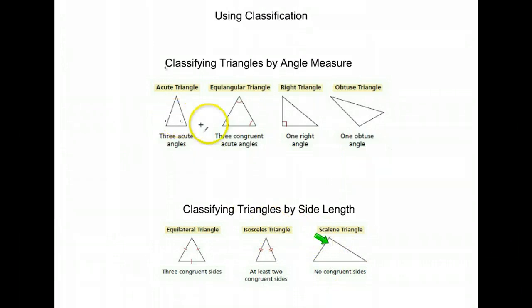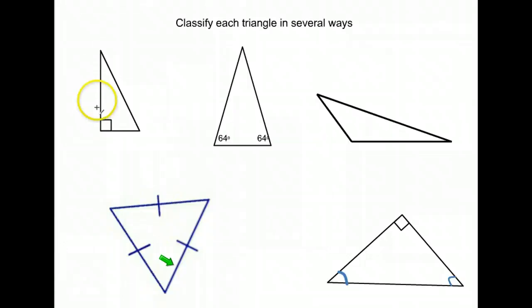Okay, so notice angles, again, are the openings in the corner, how wide that opening is, and side length is the distance from one corner to the other. Those are our classifications, so again, make sure you have those in your notes. And let's try to classify. Classify each triangle in several ways. So that means maybe by side length and by angle measure.